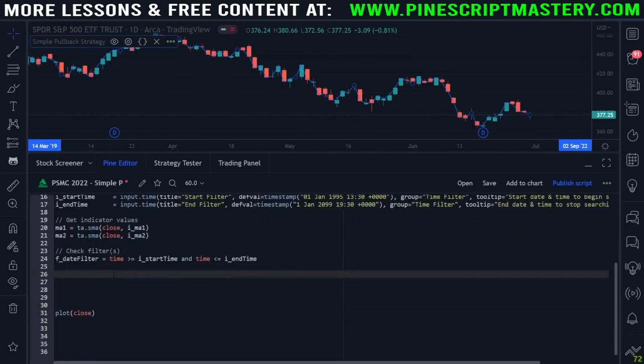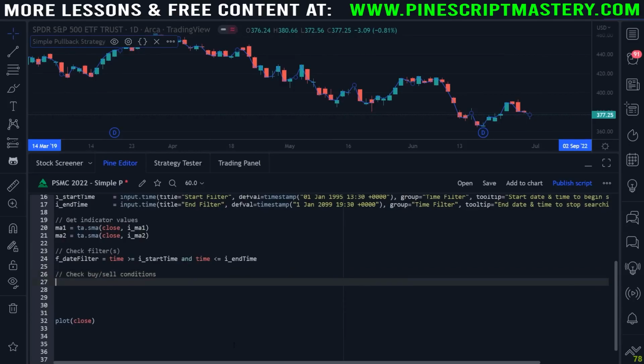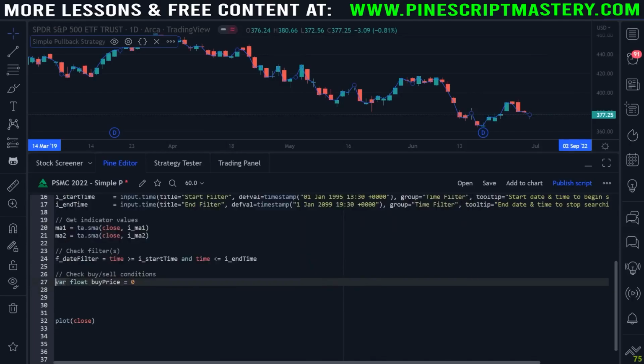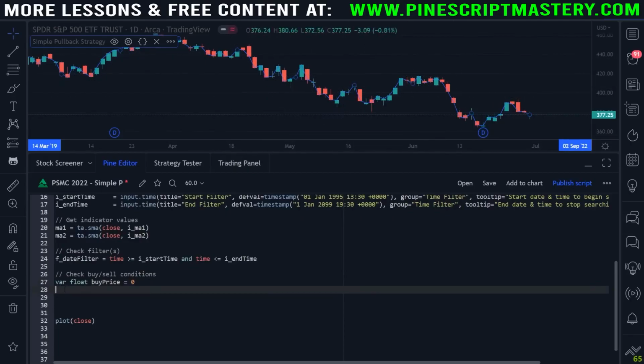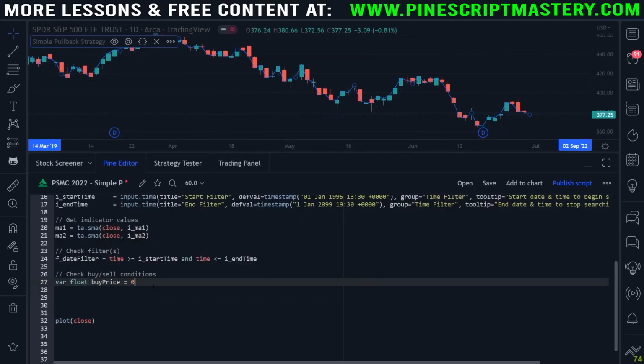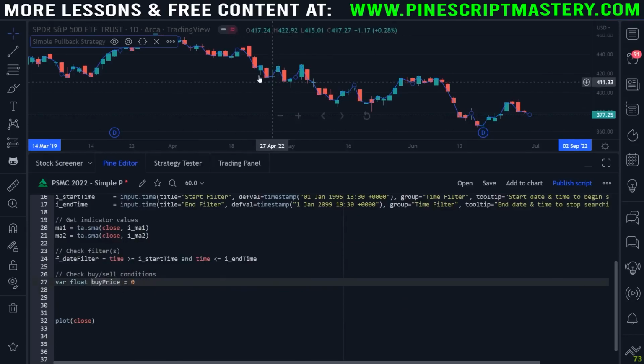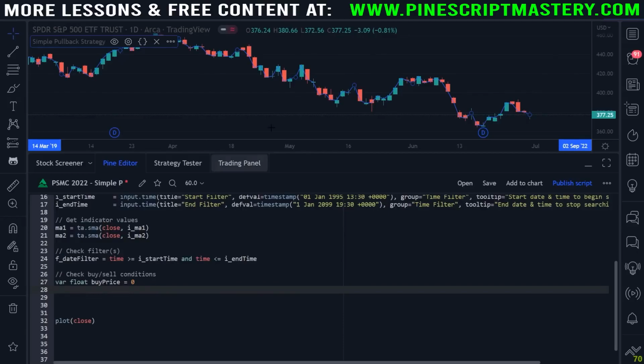Now we get to the juicy part where we check our buy and sell conditions. So remember, the rules are really simple. The first thing we need to do before I get to the rules is save our buy price. So I'm just going to initialize a persistent variable. Var variables mean that they don't reset on every single bar. It's a float type, so it's a number type with a decimal place. And it's going to be set to 0 by default on the very first bar in our chart. And then we'll obviously overwrite this with our buy price when we enter a trade. That way we can actually calculate our stop loss, that 10% decline from our buy price, so that we can exit trades that go against us.